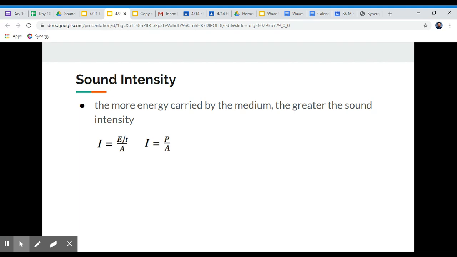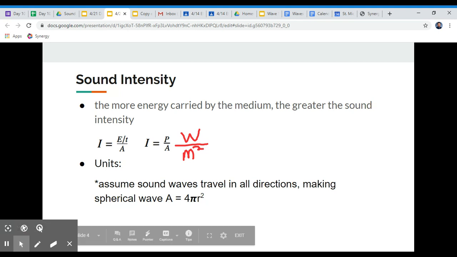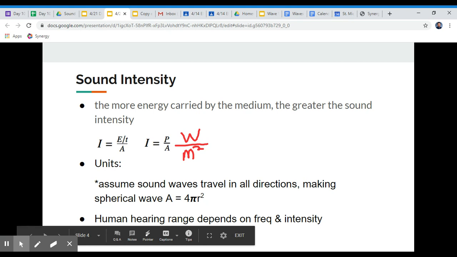Now, for the area, if we're talking about a sound wave, we're just going to assume that a sound wave travels in all directions. So it would be like a spherical wave. So we will use the area of a sphere, 4 pi multiplied by radius squared. So that's always going to be our area. So we'll be taking power divided by area. Remember, power we measure in watts. Area is measured in meters squared, so we will have watts over meters squared for our unit.